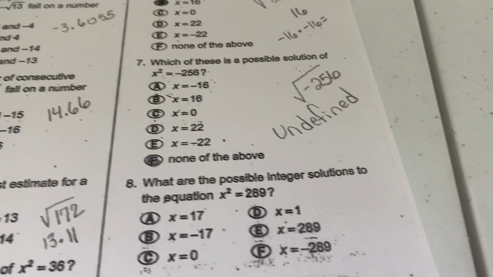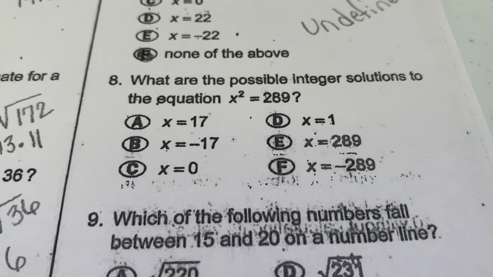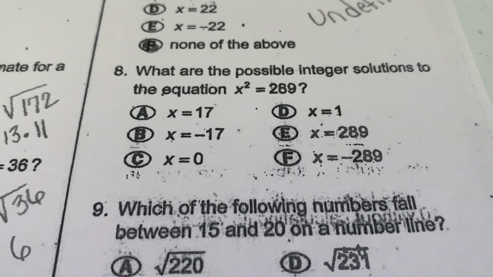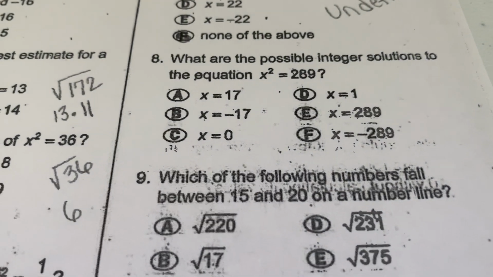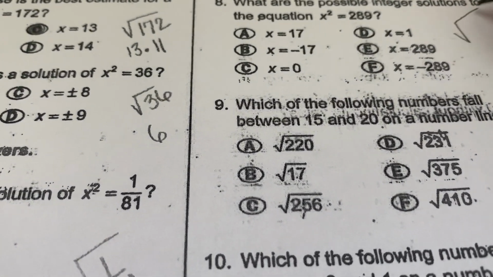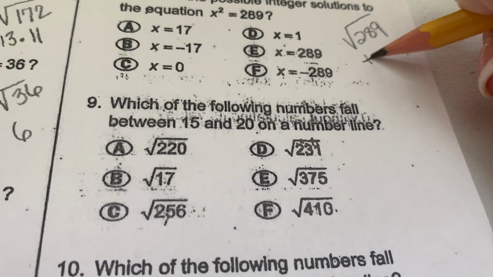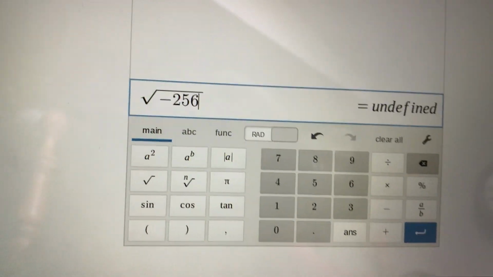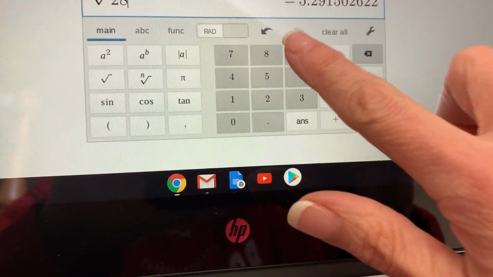Okay? All right. Let's look at number 8. What are the possible integer solutions to the equation x squared equals 289? So we're going to do our square root of 289. And remember, our answer could be a positive or a negative. So let's see what we get when we do the square root of 289. We get 17.